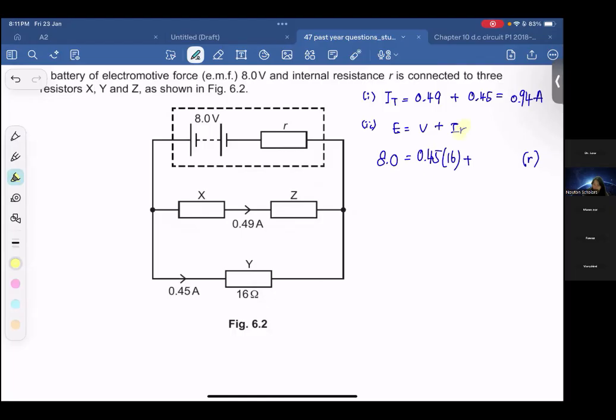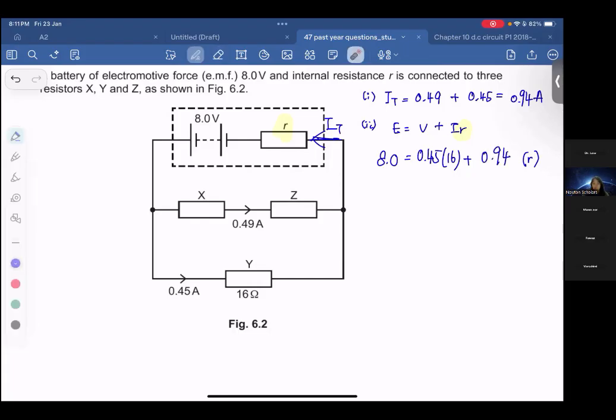Dear, this is the internal resistance here. So you have to use the current flowing here. This one, I. This is your I. So what is your I here? This is the total current, so it's just now the 0.94.